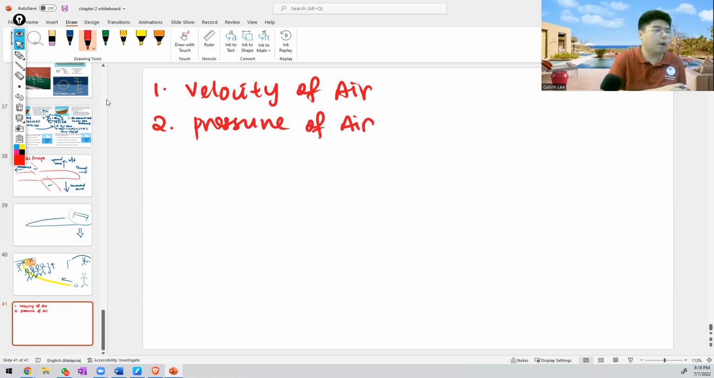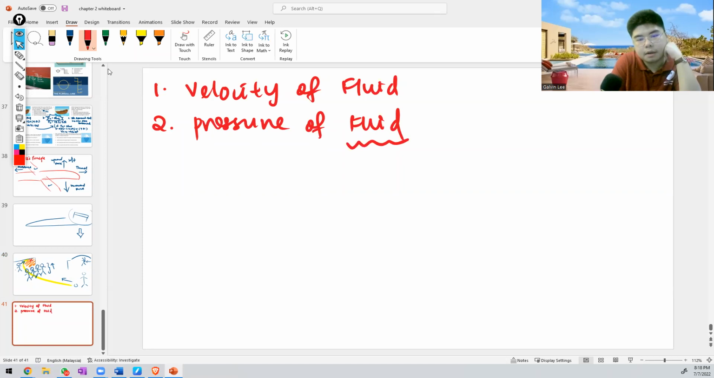Okay, so when I say air, I would rather change it. We use the word fluid because it can actually happen to water as well. Remember the word fluid. Fluid means what? Liquid plus gas. So it could be either one. Now, how do these two things interact? Simple rule. Velocity of the fluid and pressure of the fluid.